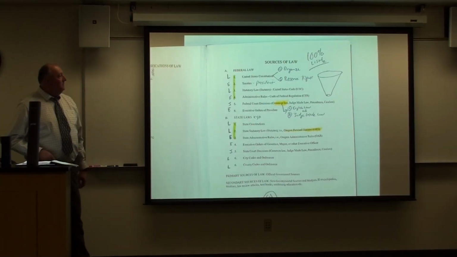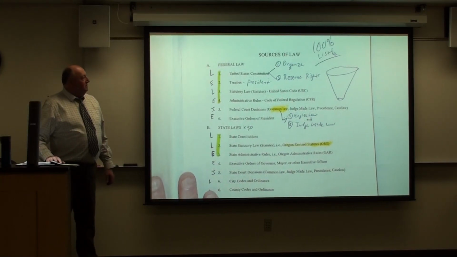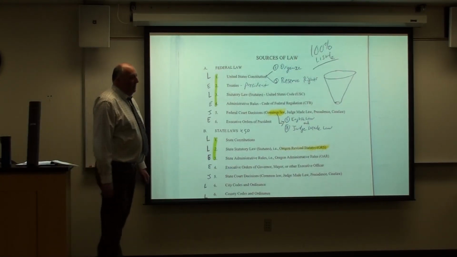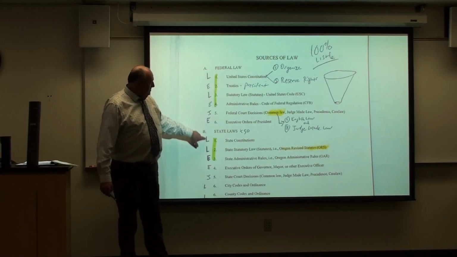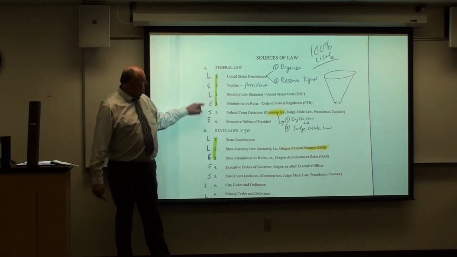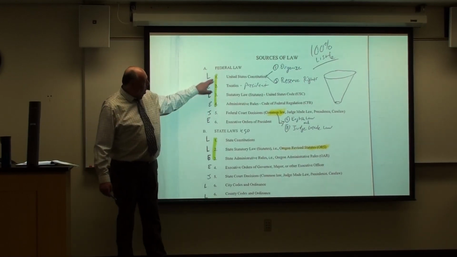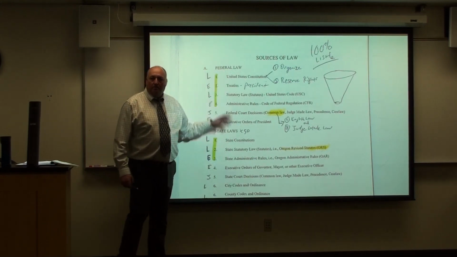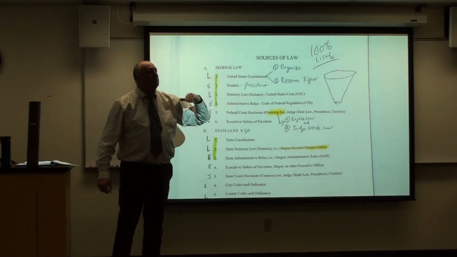Page 4, 100%, fill in the blank. Name 6 sources of law. And then I want you to know which branch of government creates those sources: legislative, executive, judicial. And I want you to know primarily federal law, the level of authority. Constitution, of course, is the royal flush. It beats everything.